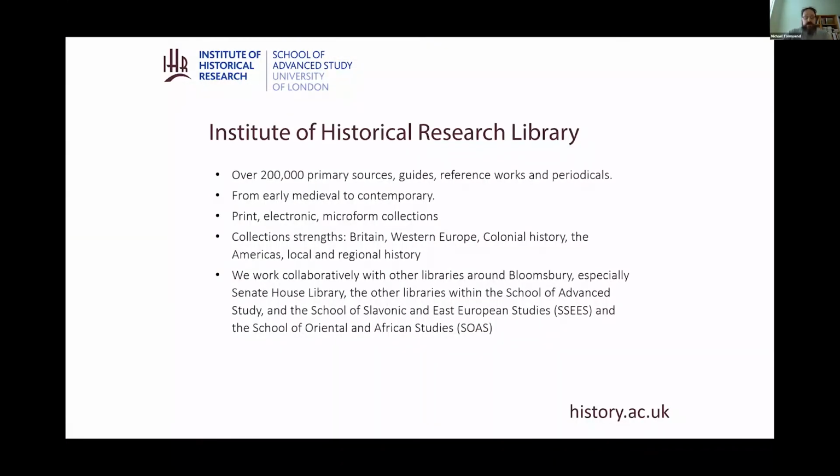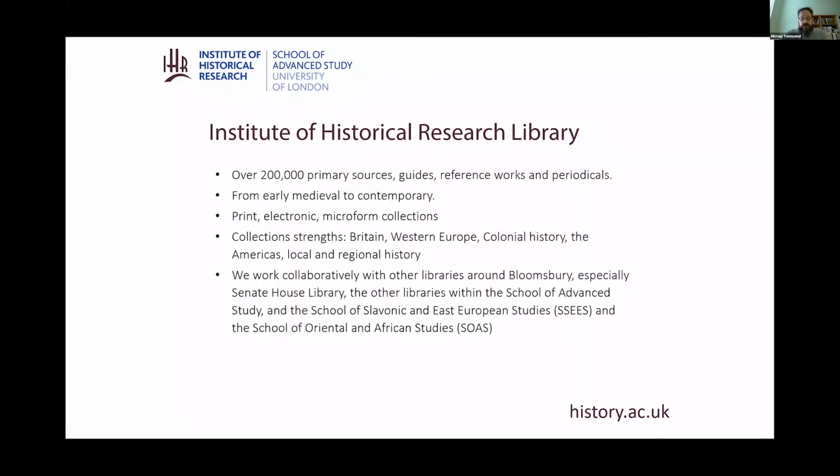Just some context first. The Institute is just over a century old now, and during that time, the library has amassed over 200,000 titles. The main remit of the library is to collect published primary sources, which make up the vast bulk of what you can find in our collections, although we also actively collect bibliographies and source guides, archive and manuscript catalogues, some reference works and periodicals as well.